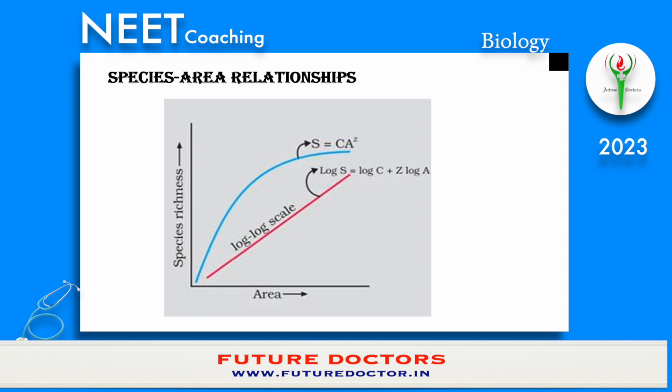The value of Z lies generally in the range of 0.1 to 0.2 irrespective of the taxonomic group or region, with the exception of large areas like continents where the value of Z is in the range of 0.6 to 1.2. Importance of species diversity to the ecosystem.